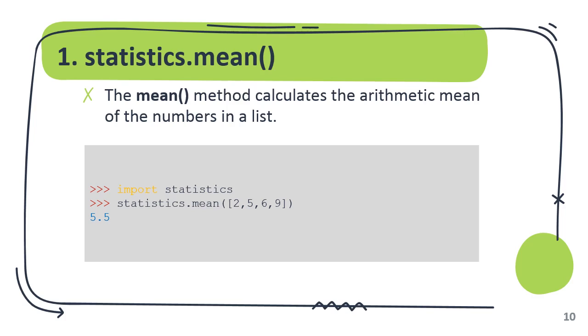Okay, here you can have the value 5.5. So first you have to import the statistics module, then statistics.mean, then in the brackets you have to specify the list of values for which we want to calculate the mean, then we will get the output 5.5.